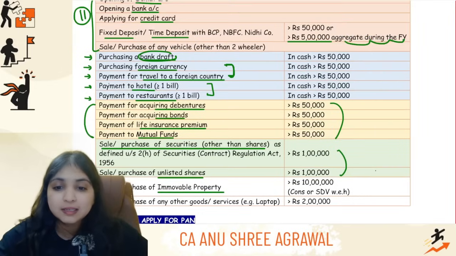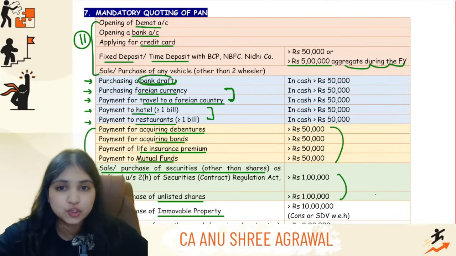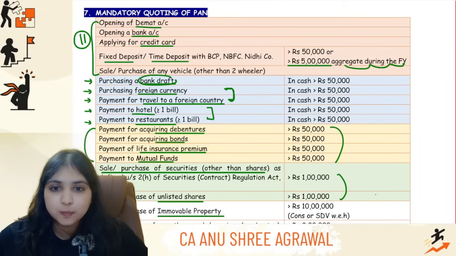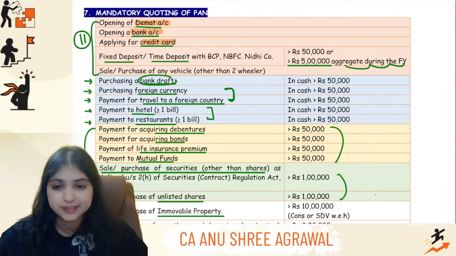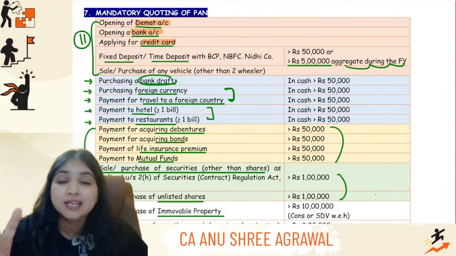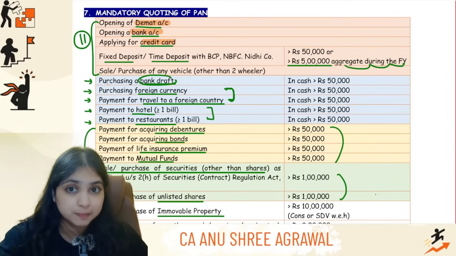Alright, now I'll give you a second revision over here of the important points. Listen to me carefully. Number 1, if you want to open a demat account, you have to quote PAN. Bank account, credit card, these are easy points. Now the FD and time deposit point, I'm not sure if you understood properly. Listen to me.